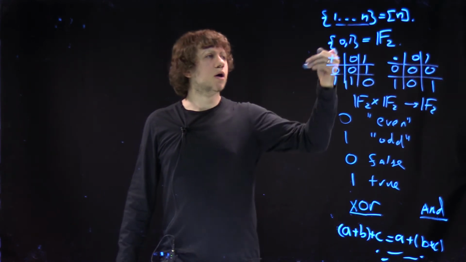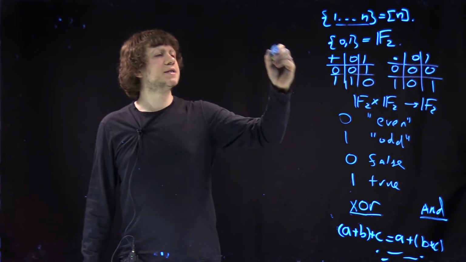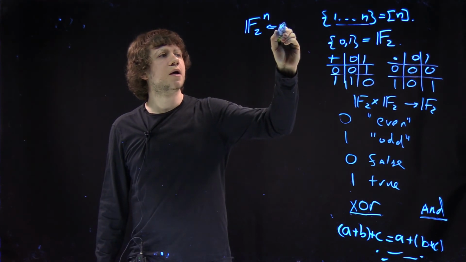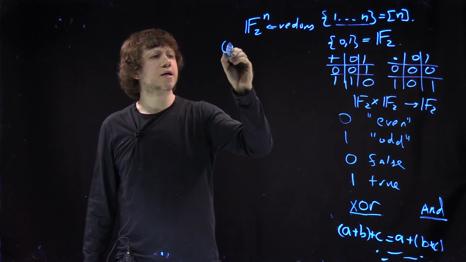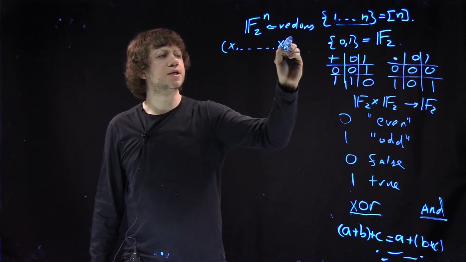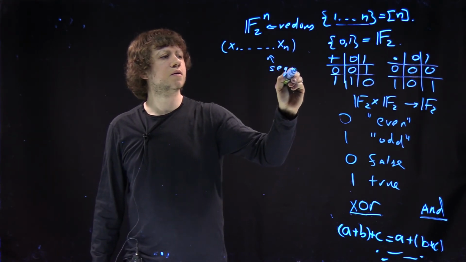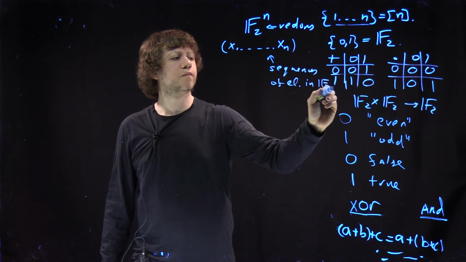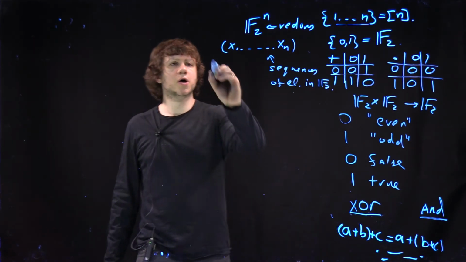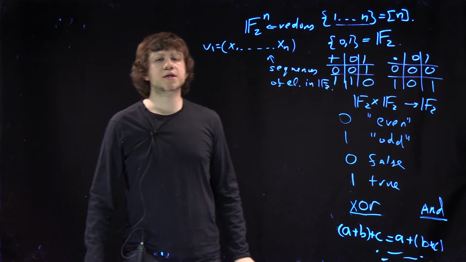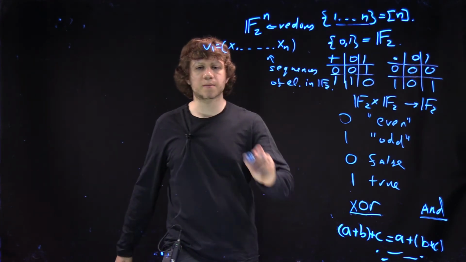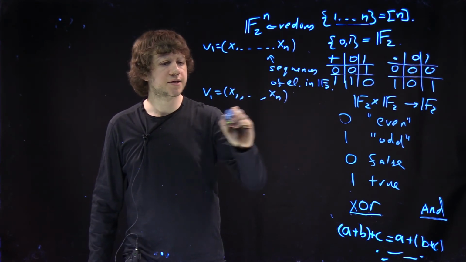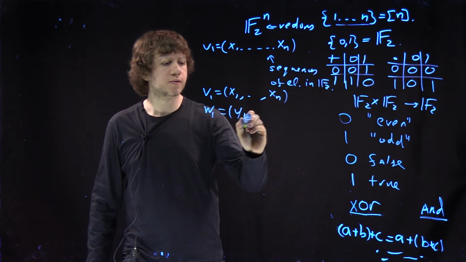And then, let me think of the space F2 to the power n. So these guys I will call vectors. And these are just sequences x1 to xn, just sequences of elements in F2. So I call them vectors and I will denote them like v1 and so on. And the reason is because I can actually introduce operations with them. So I can consider v1, which is x1 to xn, and w1, which is y1 to yn.